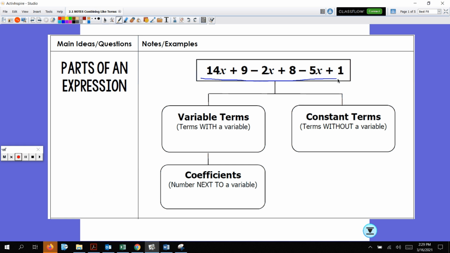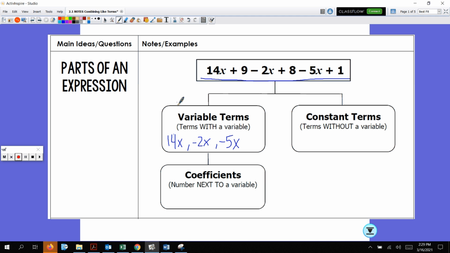Here's my ginormous expression. We're going to put all of the variable terms, which is a term with a variable, aka a letter, in this little box. So I have 14x, negative 2x, and negative 5x. Those are all variable terms. So 14x, negative 2x, and negative 5x.